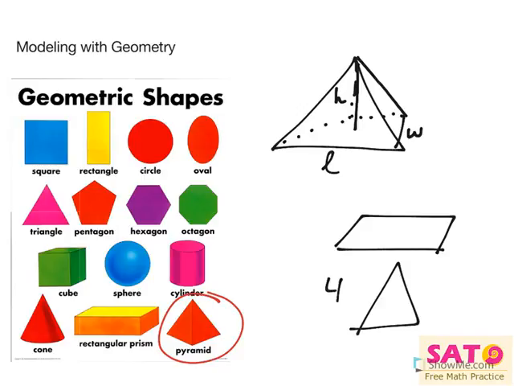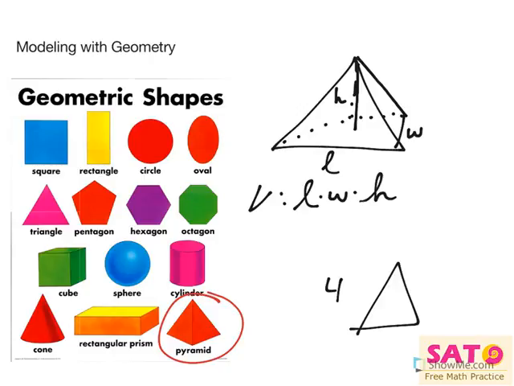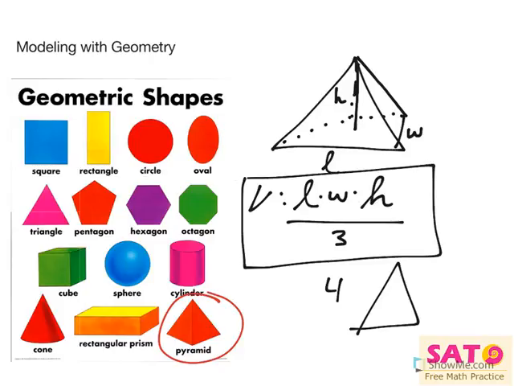So what we need to know to find the volume is that we need to know length times width times height, like any other box. So volume, length times width times height. There's a catch though. That's normally our volume formula for a normal square prism or rectangular prism, but this is a triangle. So what we need to do is divide by 3. That would be our volume for a pyramid.